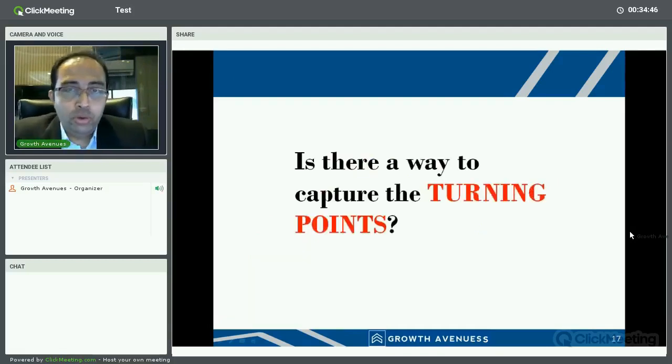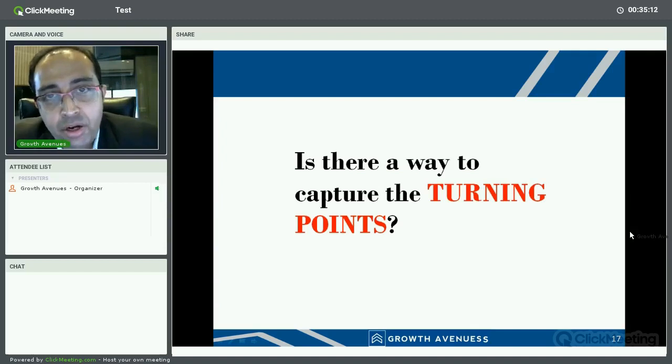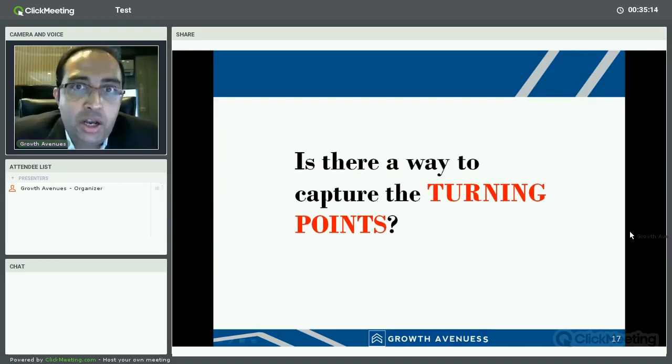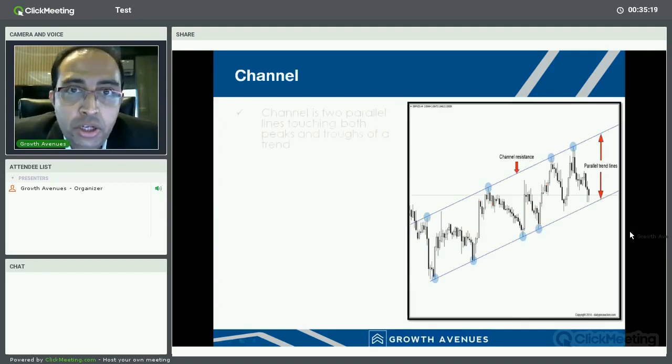So we now come down to another important question, which must be popping up in your minds. Well, is there a way to capture the turning points? We have seen what are turning points. We have seen how a trend line is used to connect the various turning points. So how do we exactly capture turning points? Turning points can be captured using the next step of line study, or the next advancement in line study of trend line, which is called a channel.